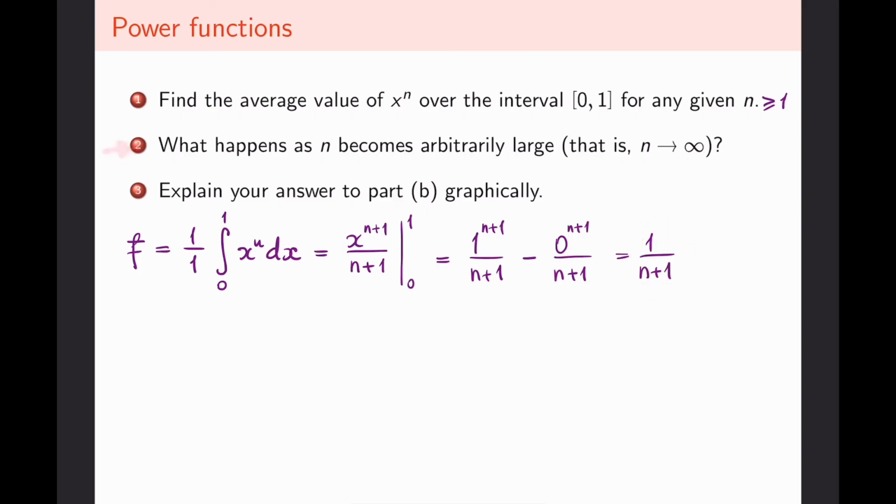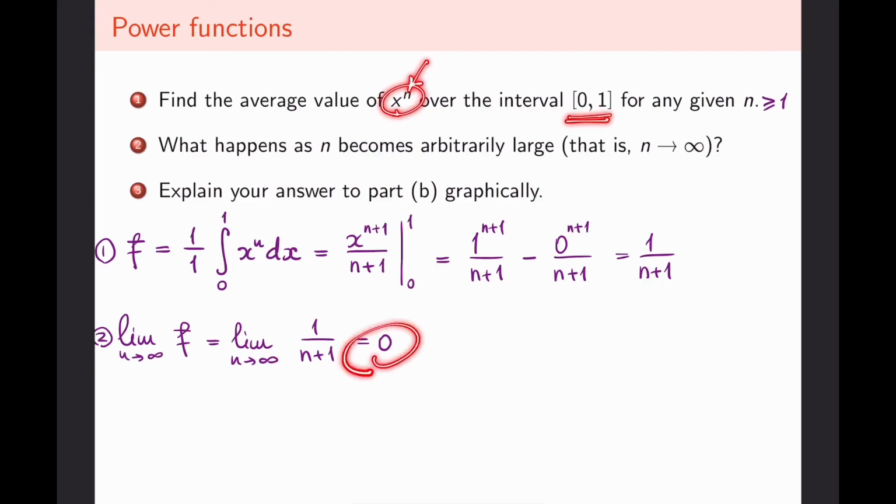Part 2 is asking what happens as n becomes arbitrarily large. So let's compute our average as n goes to infinity. As per the calculations in part 1, what I actually have here is the limit of 1 over n plus 1. Now, of course, if n goes to infinity, the whole denominator here tends to infinity. And so what I get is 1 over infinity, 1 over a very large number, which in the limit goes towards 0. So what this is saying is that for very large power functions, the average over the interval from 0 to 1 is actually tending to 0.